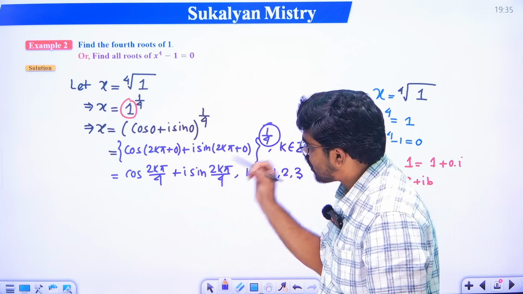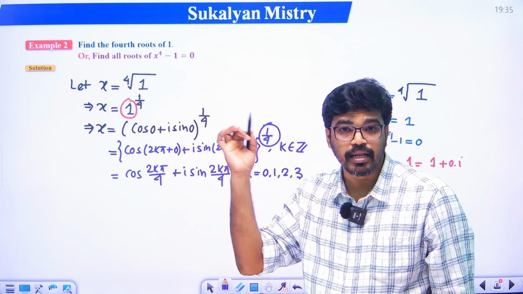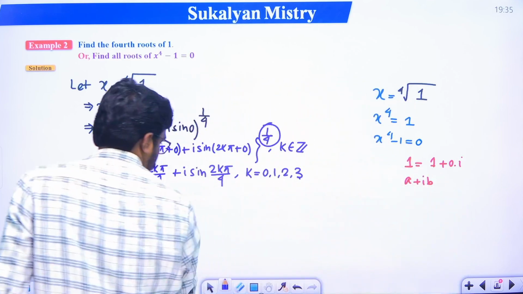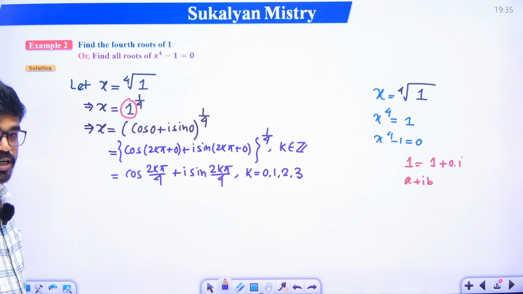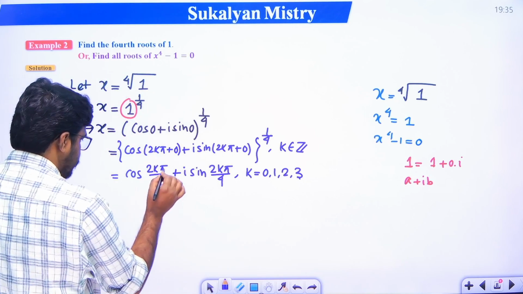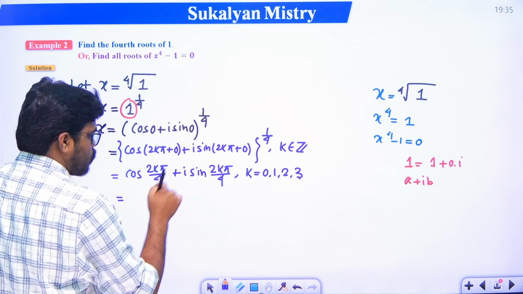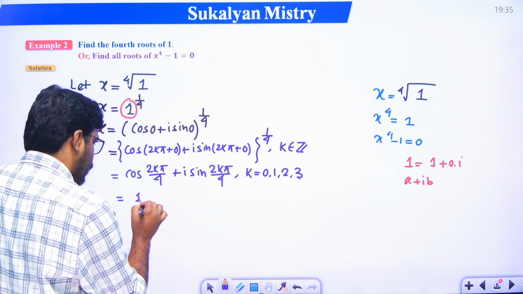So this is one of the values of (cos theta plus i sin theta) to the power n. That is de Moivre's theorem, right? Okay, so now just put k equal to 0. What do we get? If you put k equal to 0, that is cos 0 plus i sin 0. Cos 0 is 1. That means ultimately 1.